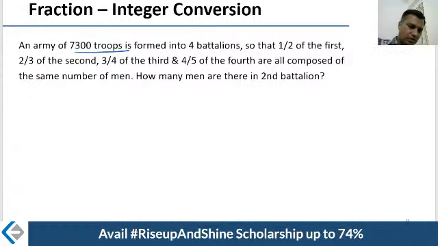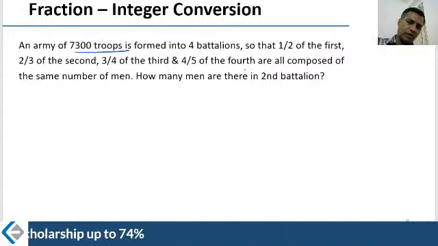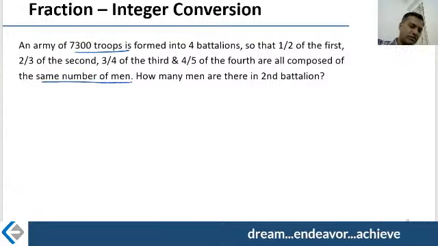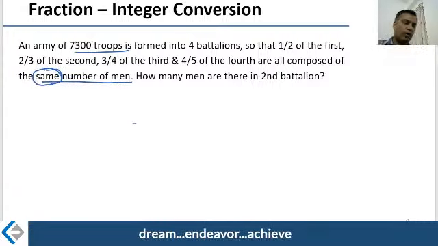He said that half of the first, again the word is there, number of men composed of all this. 4 battalions, so that half of the first, this followed in the fourth, all comprised of the same number of men. The word is same. Equal is important there. He didn't say that all 4 battalions are equal. Half of the first is equal to, that's how he said.